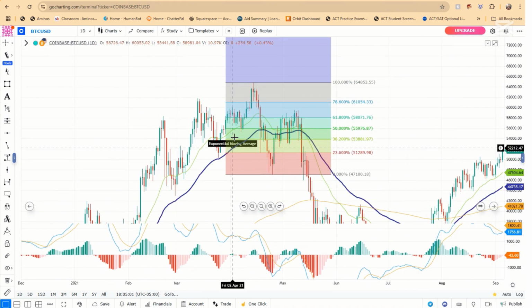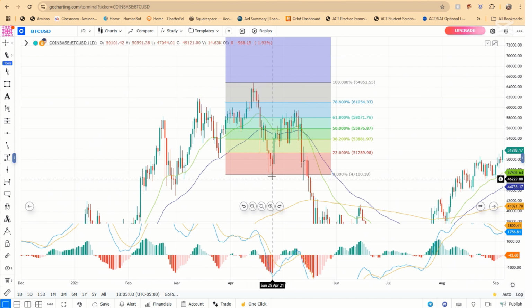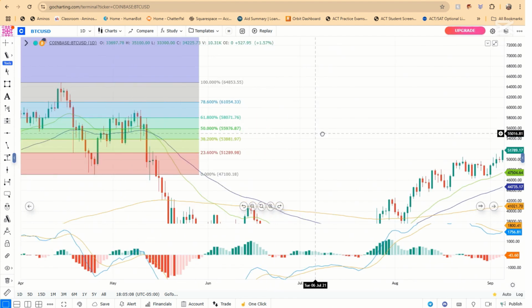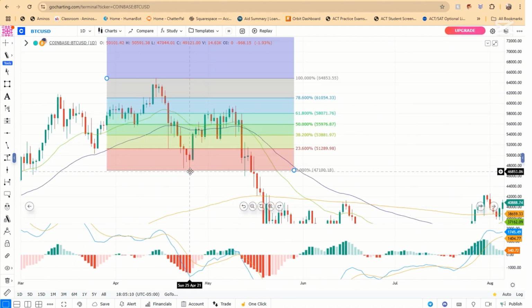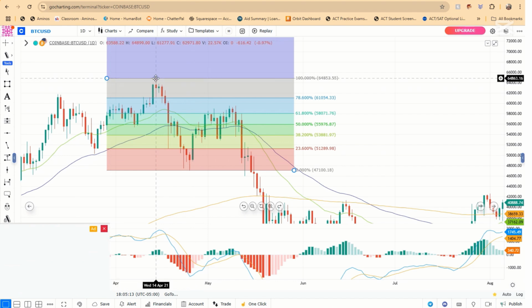Okay, so when this topped and we were crashing, we're making this green candle now. This is looking like this might be the bottom. And so we take it to the top, come down here, and bring it all the way to the bottom. Then it shows us all these different lines: the 236, the 382, the 50, the 618, 786, and then 100. These are different levels of confidence, of interest.